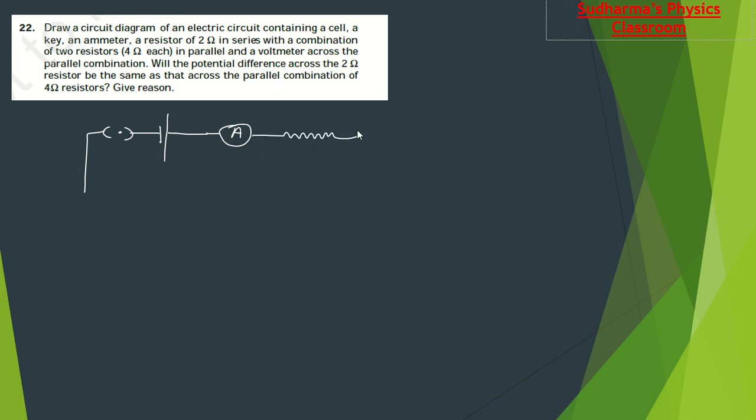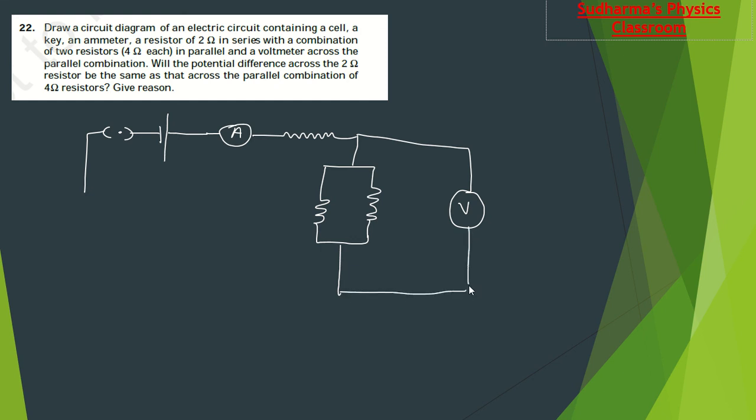So the 2 ohm should be in series with a combination of 2 4 ohm resistors in parallel, and the voltmeter is also in parallel, so it can be connected here. This is our voltmeter. I'll put the polarity once I finish the diagram. So observe here, we have 2 ohm and 2 4 ohm resistors connected in parallel. They are connected in series with a 2 ohm resistor, and a voltmeter is connected in parallel. The circuit is done.